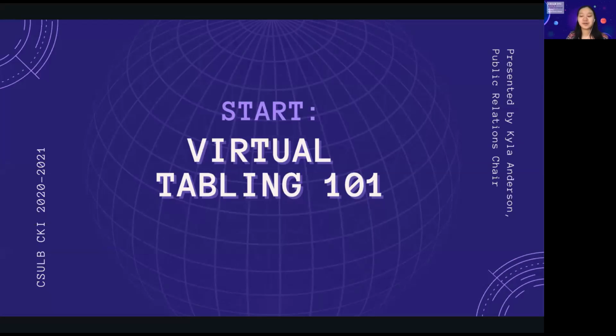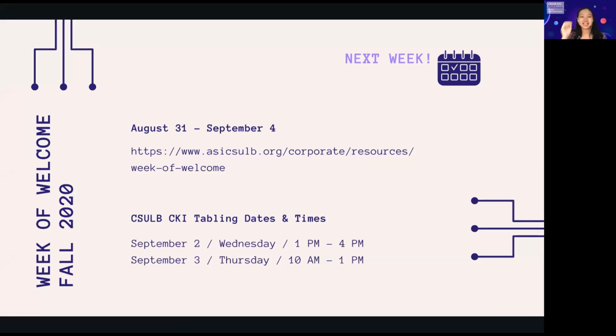Okay, so Week of Welcome is next week. It's from August 31st to September 4th. I also put the link here from the ASI website for more information about Week of Welcome. But basically, each club or each organization gets 2 3-hour periods of tabling. And so for us, we're going to be tabling on September 2, which is a Wednesday from 1 to 4 p.m., and on September 3, which is a Thursday from 10 a.m. to 1 p.m. So those are 3 hours each, and the shifts are divided by the hour, so there's 3 shifts each day. And in each shift, there's going to be about 7 volunteers who are going to be tabling. So I'll get into more of that later.